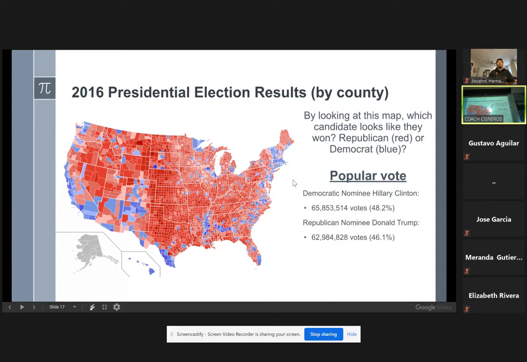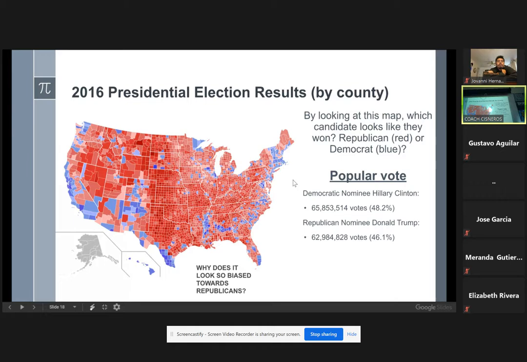But why does it look like it's more red, though? Why does it look like that? Because the smaller cities usually vote red. So the smaller cities usually vote red? No, I mean smaller, like, counties. Smaller, okay, counties vote red. So they're rural counties. Yeah.